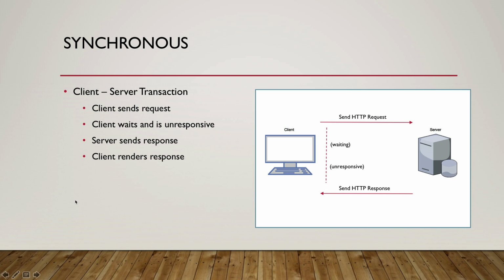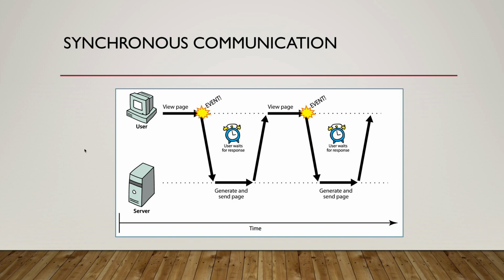Let's look at this another way. We can sort of plot this over time here, what this looks like. So the user, the client, we really should say, decides to view a page, and some sort of event happens. Typically, they click on a link. At that point, the event, in the form of an HTTP request, gets sent to the server. The server generates its response, usually a web page, and then sends it back to the client.